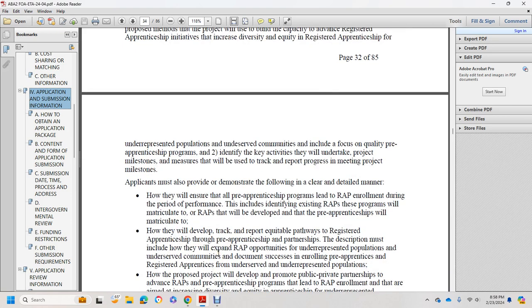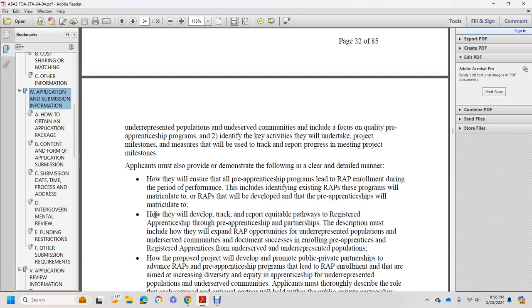The application must demonstrate, in a clear and detailed manner, how they will ensure the pre-apprenticeship program leads to registered apprenticeship program enrollment during the period of performance, including identifying the registered apprenticeship program, and how they will articulate with the registered apprenticeship program to develop the pre-apprenticeship, and how they will develop and track reports on the equitable pathway with the registered apprenticeship through the pre-apprenticeship partnership.